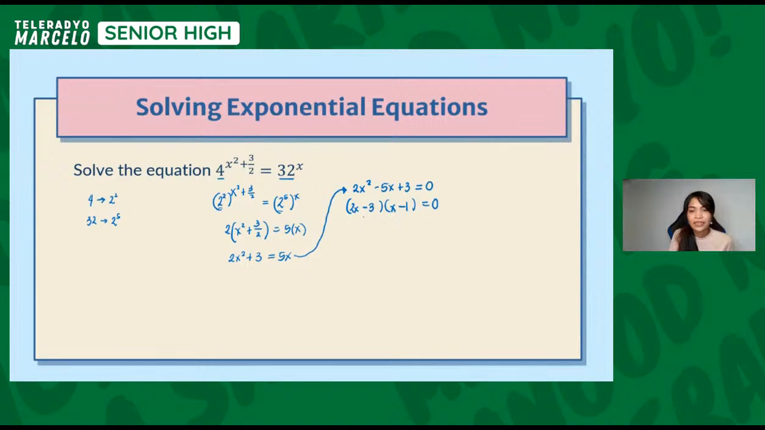Now let's proceed. Since we already have the factors, we can now solve for the values of x here. That is by equating each factor with 0. So we will have 2x minus 3 equals 0. Solving for x, we have to transpose negative 3 and divide both sides by 2. So we will have x equals 3 over 2. So that is our first value of x. The second one is x minus 1 equals 0. So the value of x here will be positive 1.